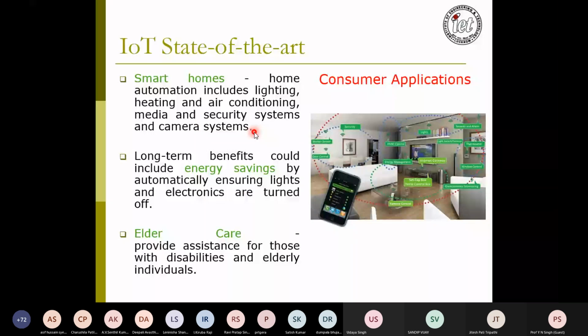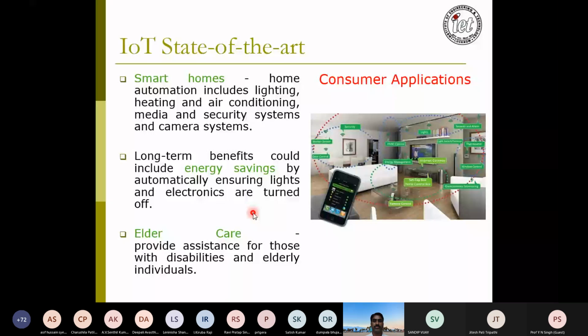The appliances a household may use may be connected to each other, and then controlled or exchange information through mobiles and smartphones. The long-term benefit of IoT in making the home smarter is to save energy by automatically ensuring lights and electronic items are turned off. For example, if there is no need for power, or some appliance is on, you can switch it off automatically, or from a remote place.